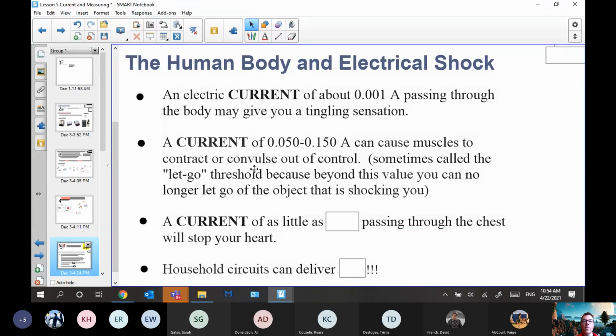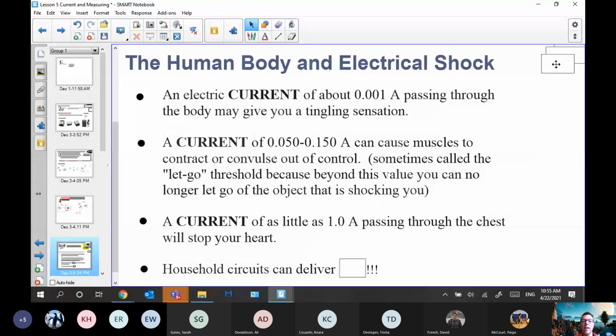0.05 to 0.15 causes muscles to contract and convulse out of control. So if you grab onto a handrail that happens to have an electric circuit hooked up to it by accident, because it grounded out or something malfunctioned, your hand grips the handrail and you can't let go, and so that current's going through your body the whole time.